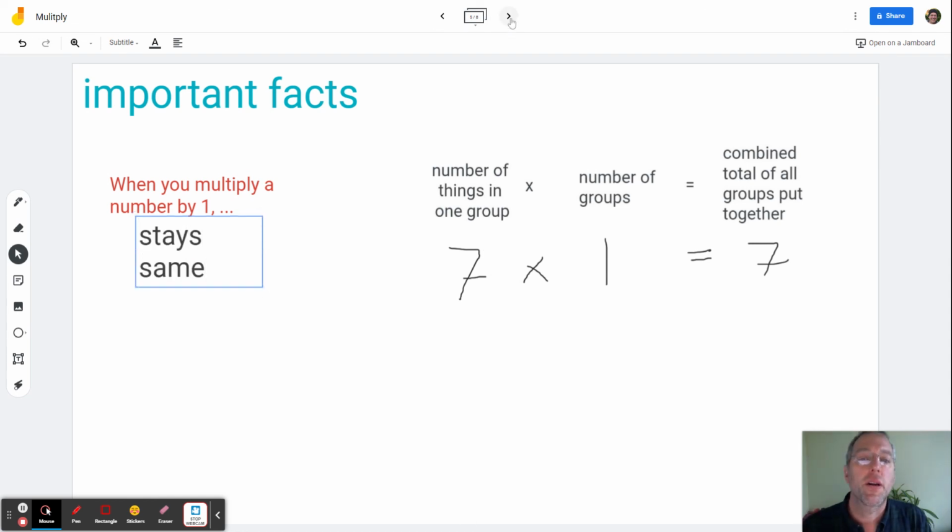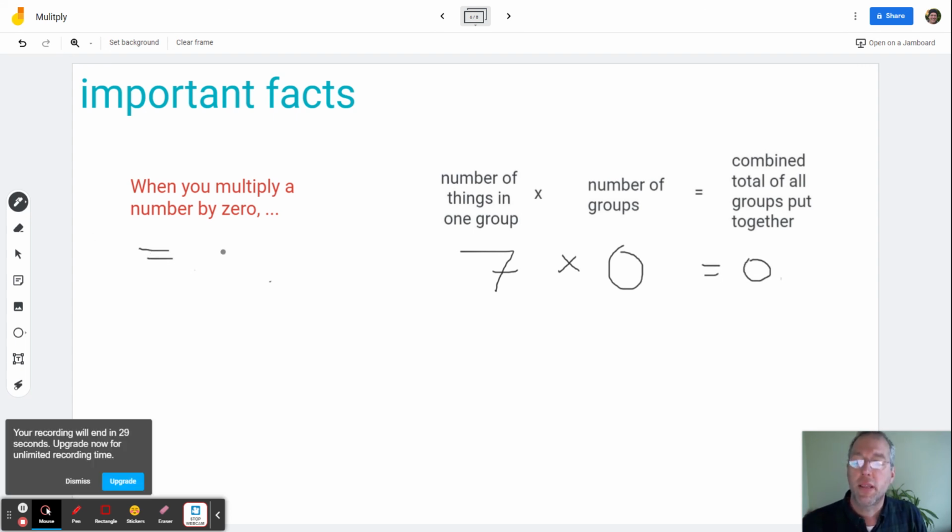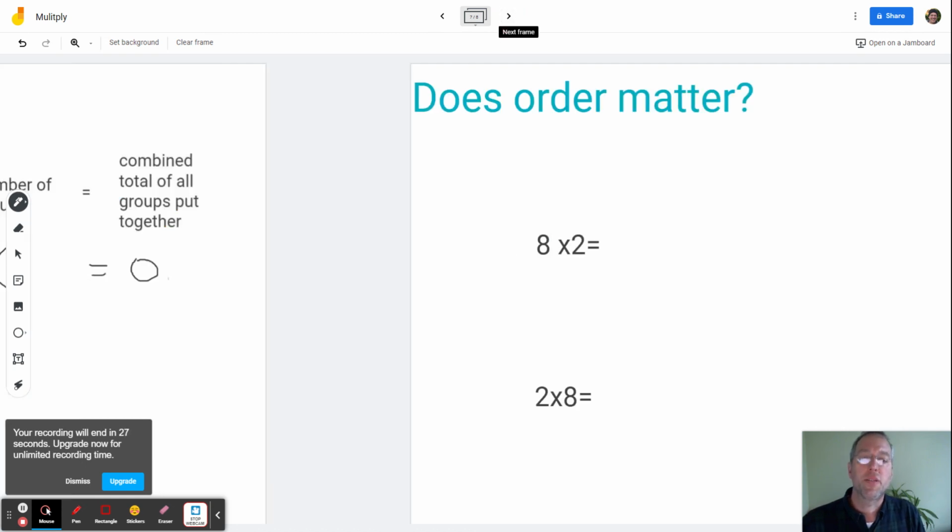The answer doesn't change. Well, when you multiply a number by 0, let's do the same thinking again and say we've got 7 in a group, but now we've got none of those groups. That's a bit odd to think of. 7 in a group and we've got none of them. But yeah, we've got no groups here. So really, it doesn't matter how many are in a group. If I've got no groups, I've got nothing. So the answer to this question is 0. So when you multiply a number by 0, the answer is always going to be 0.